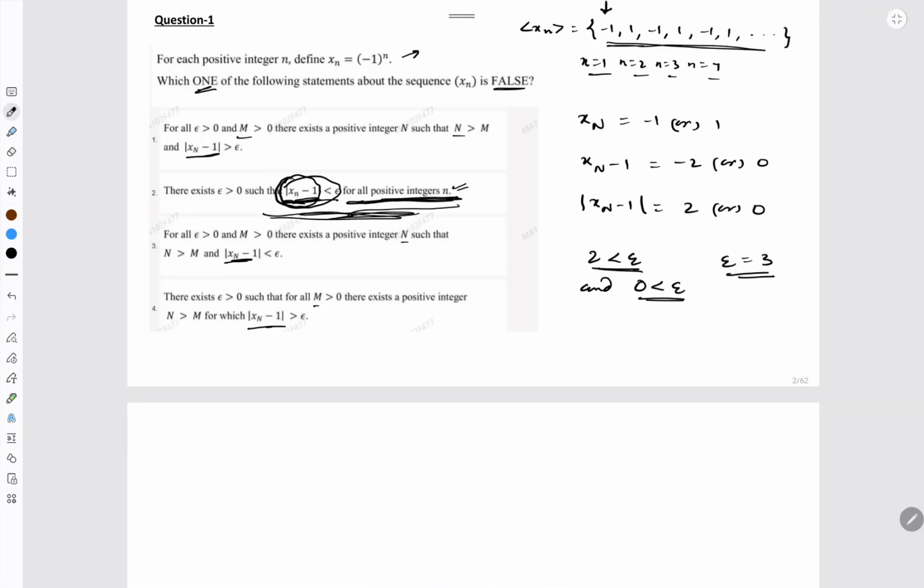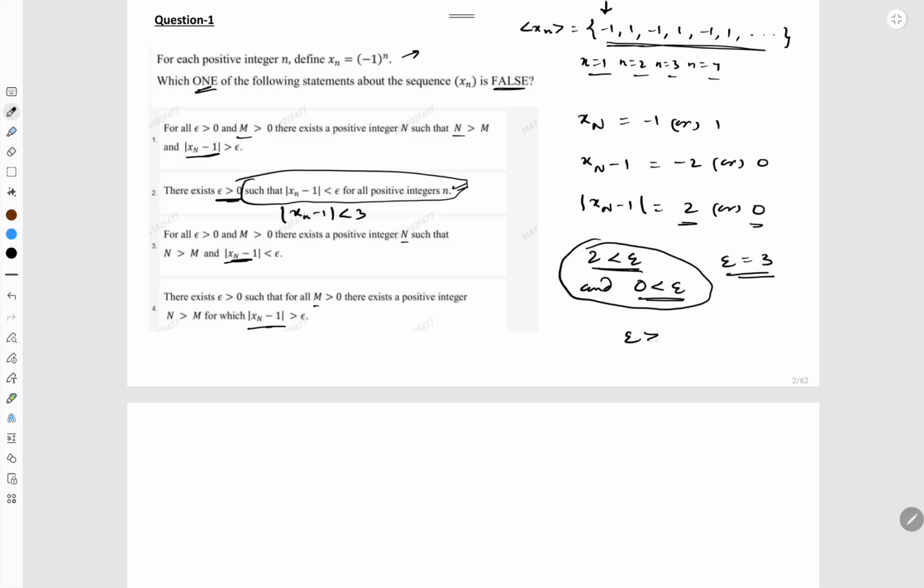Why? You can think about it. |xn - 1| less than 3 is correct, obviously, because |xn - 1| is either 2 or 0. So it is saying there exists epsilon greater than 0 such that this is true. Yes, it is correct, because I can take any epsilon that satisfies these 2 conditions.